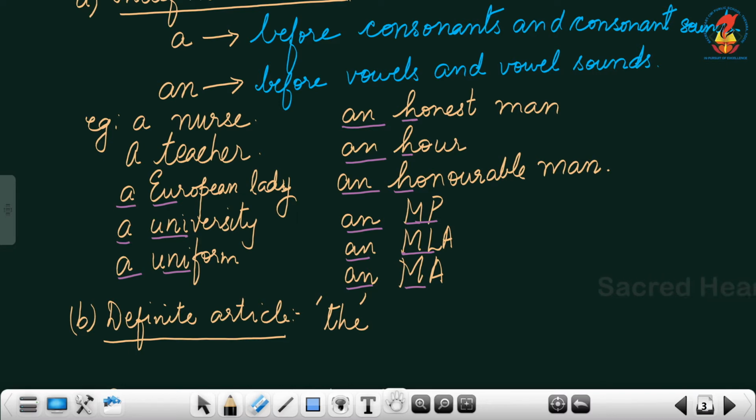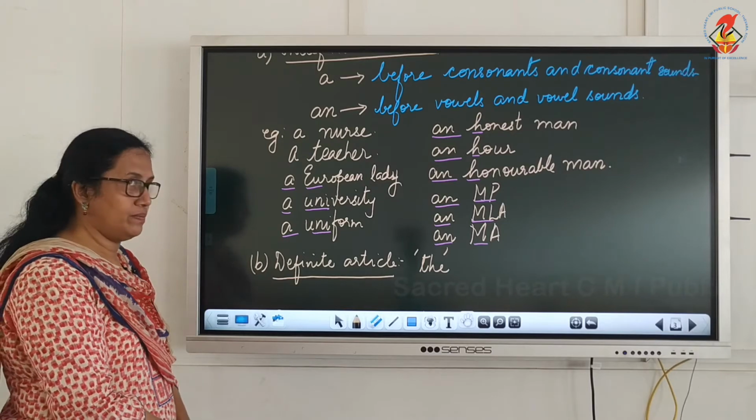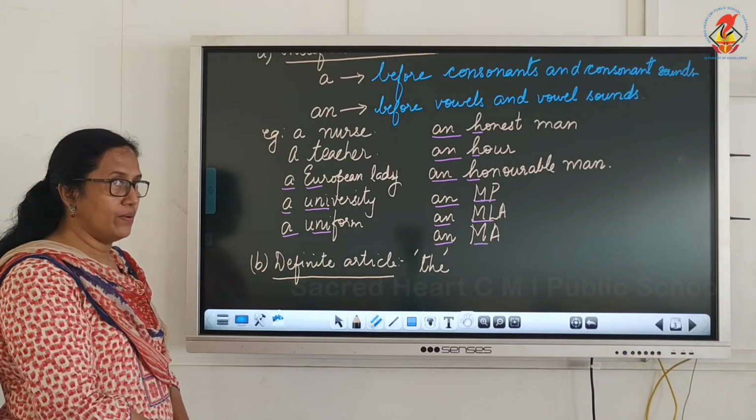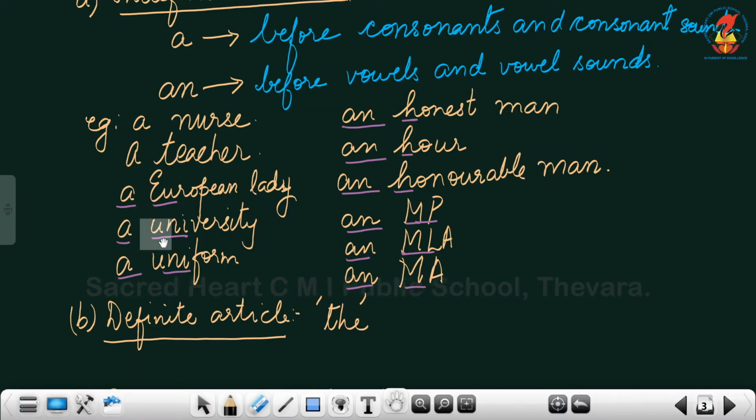Now, likewise in the next one, university. U is a vowel, so it should be an. No, but when you speak the word, it says 'yu'-niversity, isn't it? University. Likewise, in the next word, uniform.